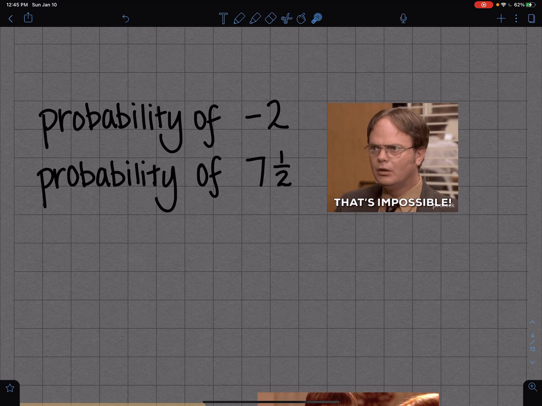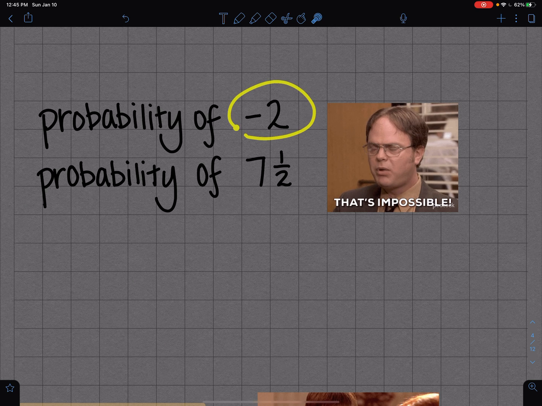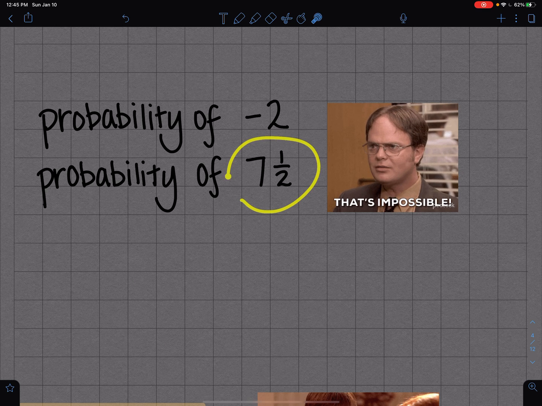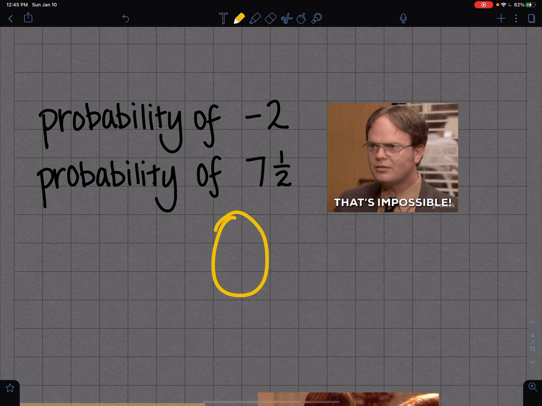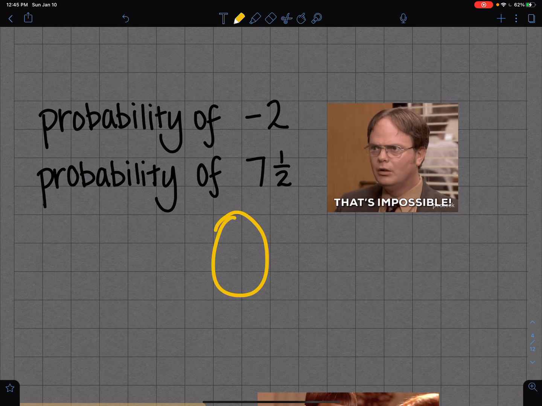There are some things that might be impossible, right? So let's say you need a 7 to win, and you only get one roll with one die, D-I-E. What's your probability of getting a 7? Well, that's impossible. Thank you, Dwight. Dwight is right on this one. That would be impossible. Just like your probability of getting a -2, that would be impossible. Your probability of getting a 7.5, that would be 0. So if it's impossible, the probability is 0.